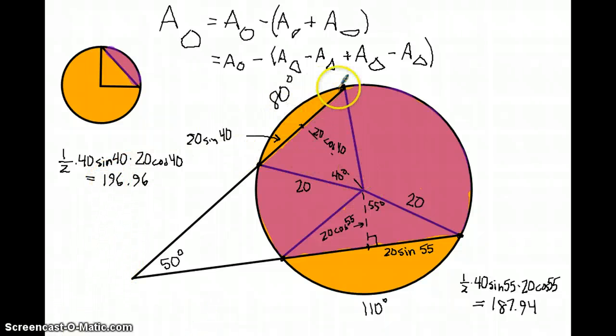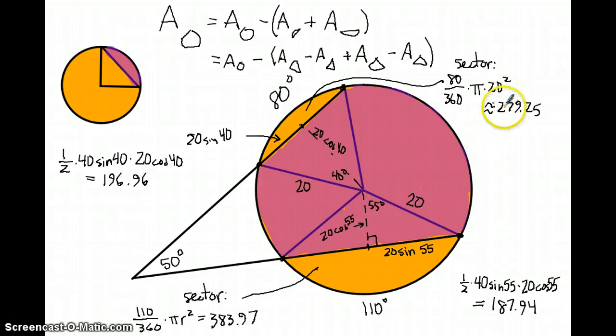Now I need to find the area of the entire sector, so I can subtract and get that thing. The area of this sector is the thing we just learned. It's going to be 80/360ths of pi r squared. Now that was the easy part, right? Okay, so I went ahead and did that. This is the area of this whole big sector up here. Here's the area of this entire big sector down here.